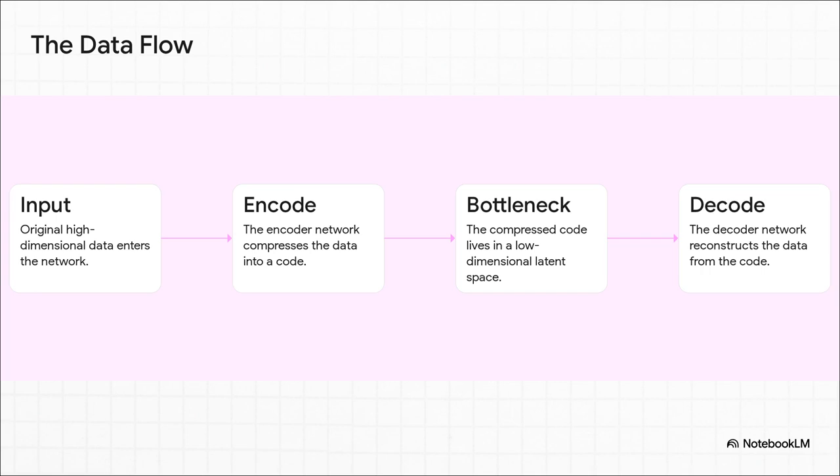Let's just trace the data's path for a second. It starts as your input, gets squeezed by the encoder into that compact code inside the bottleneck. And then the decoder takes that code and tries to reconstruct the original. The whole system, from start to finish, learns together.